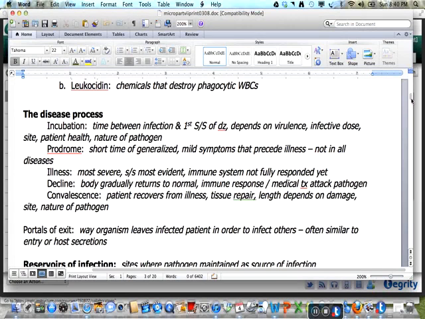During decline, the body gradually returns to normal, and immune responses and medical treatments attack the pathogen. In convalescence, the patient recovers from the illness. This includes tissue repair. The length depends on the amount of damage, the site, and the nature of the pathogen. The portal of exit is the way the organism leaves the infected patient in order to infect others. This is often similar to entry or through host secretions.